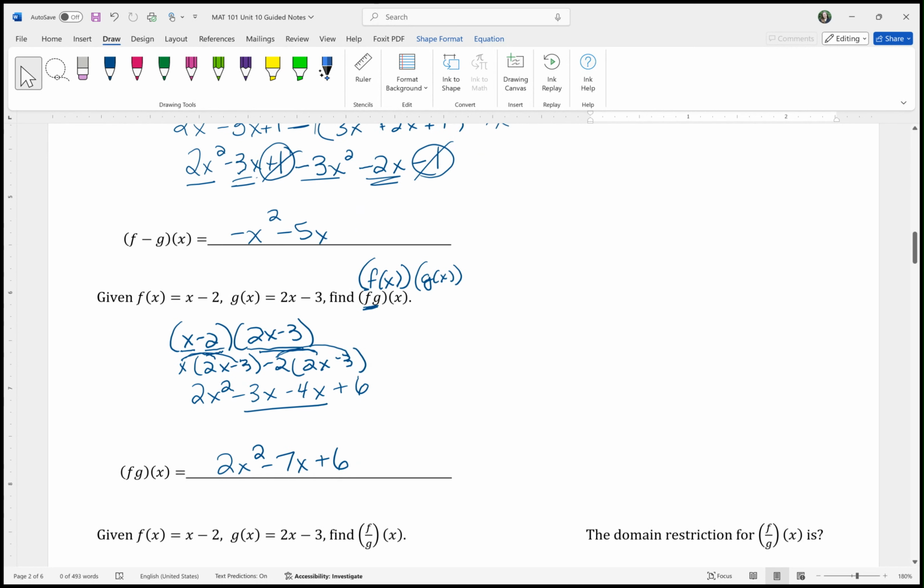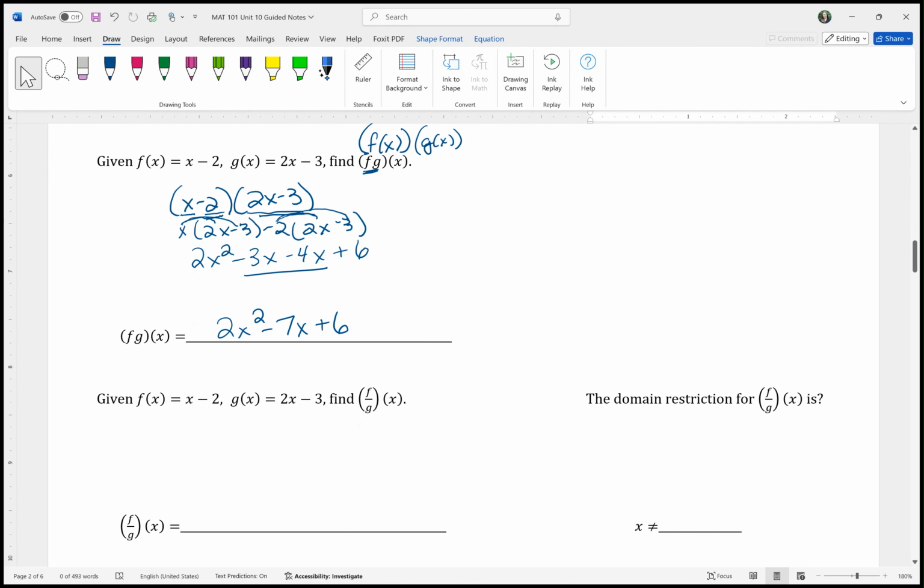And then lastly, let's look at our dividing. So when we divide, this is our f of x over our g of x. Okay, so f of x will be in the numerator. In this case, that's going to be x minus 2. G of x will be in the denominator. In this case, that's 2x minus 3. And crazy enough, that is the answer because we cannot cancel out anything.